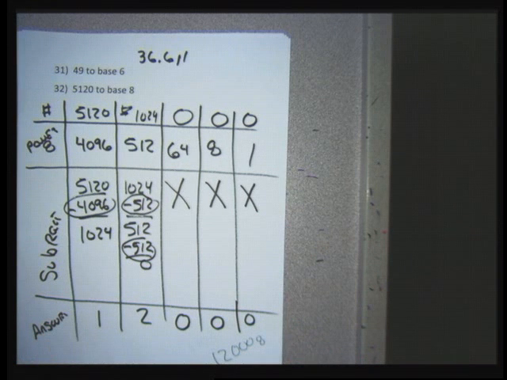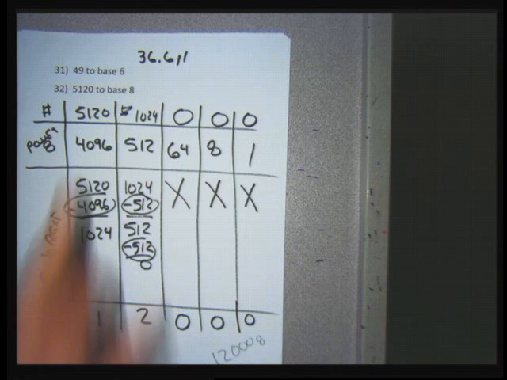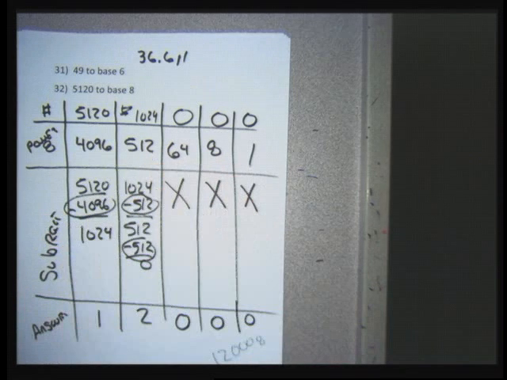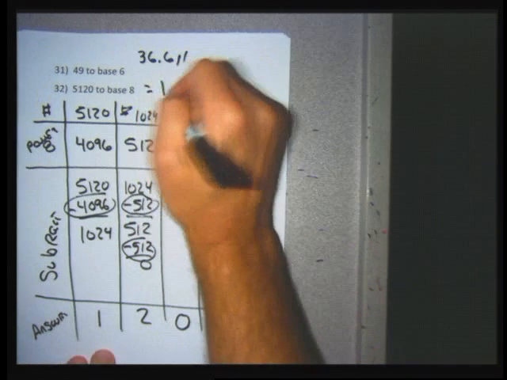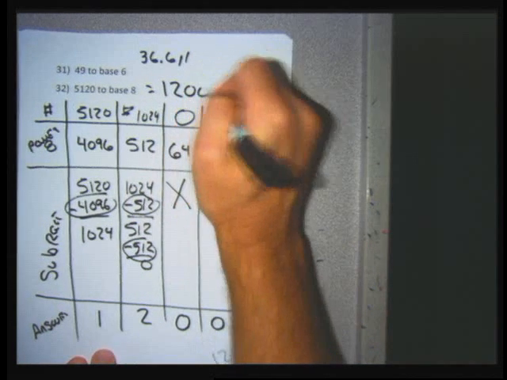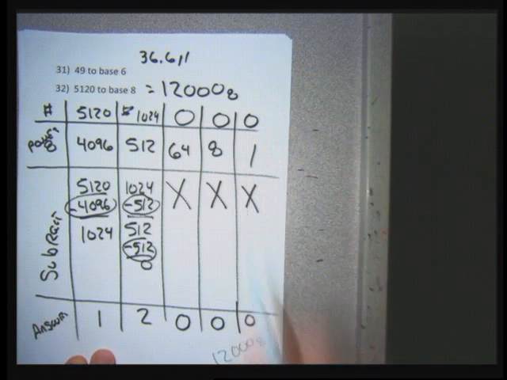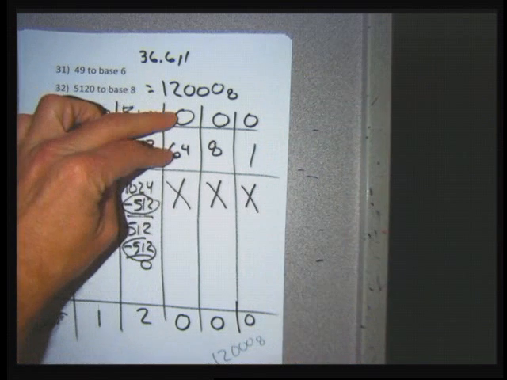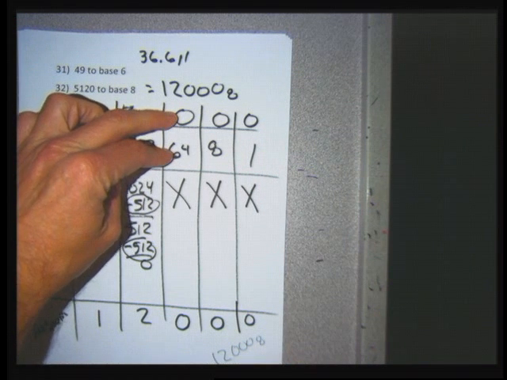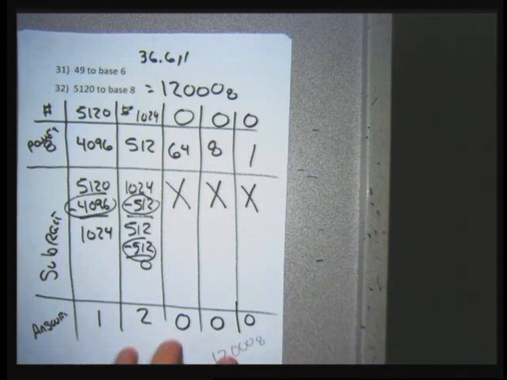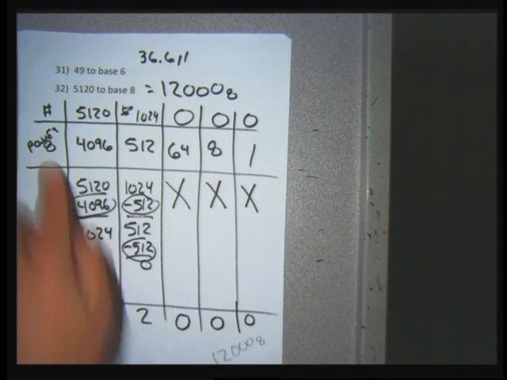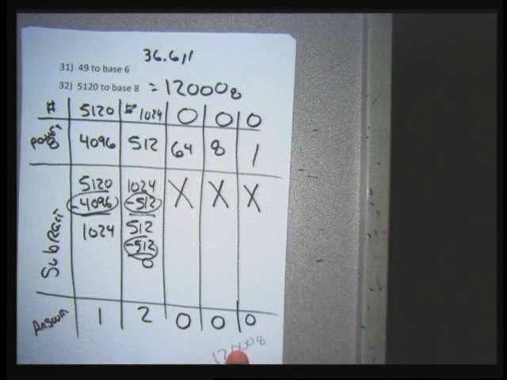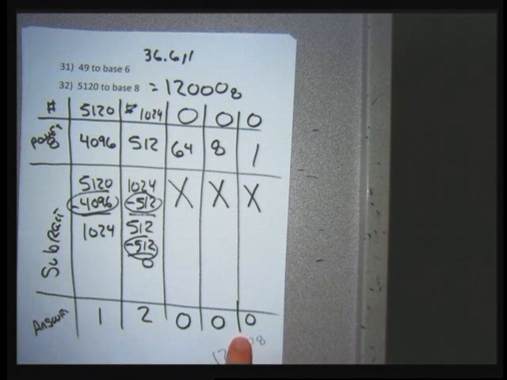So my answer has a boatload of zeros in it, but my answer had to have 5 different spots in it because there were 5 powers of 8 that were less than 5120. So my answer is going to be 1, 2, 0, 0, 0, base 8. So once the number on the top row is bigger than the power, you get a 0 for that column. But you need a number for every column. So there are 5 powers of 6. My answer of 8. My answers need to have 5 digits in it.